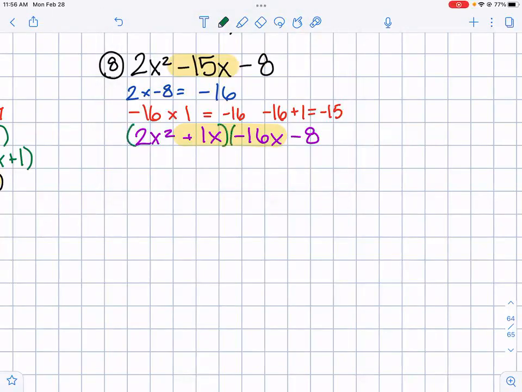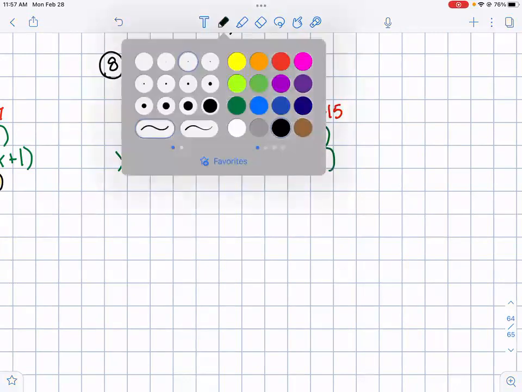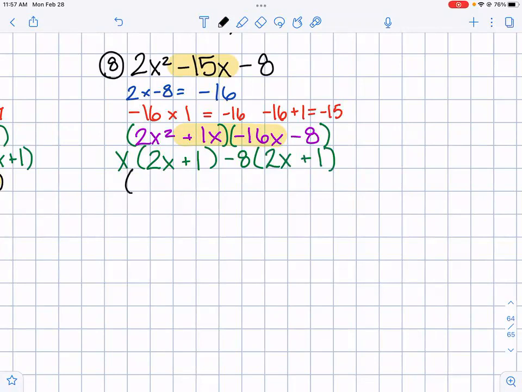2 groups. What can I take out of the first group? X, and we're left with 2x plus 1. What can I take out of the second group? Negative 8. So then negative 16 divided by negative 8 is positive 2x plus 1, because we're dividing by a negative. Okay, so then what are my final factors? 2x plus 1, x minus 8. Perfect.